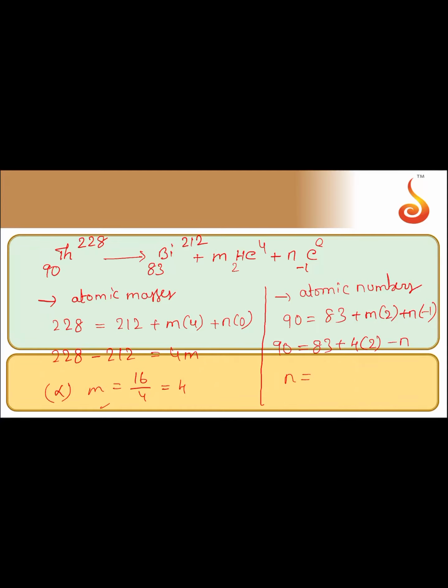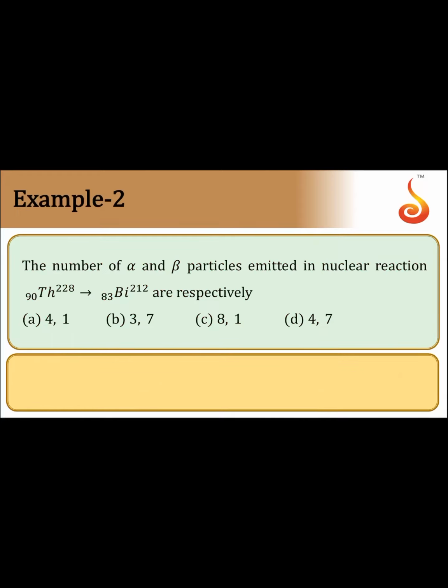n is equal to 83 plus 8 minus 90. 83 plus 8 is 91. 91 minus 90, that is 1. So the number of beta particles is 1. So here the answer is: the number of alpha particles emitted is 4 and beta particles emitted is 1.